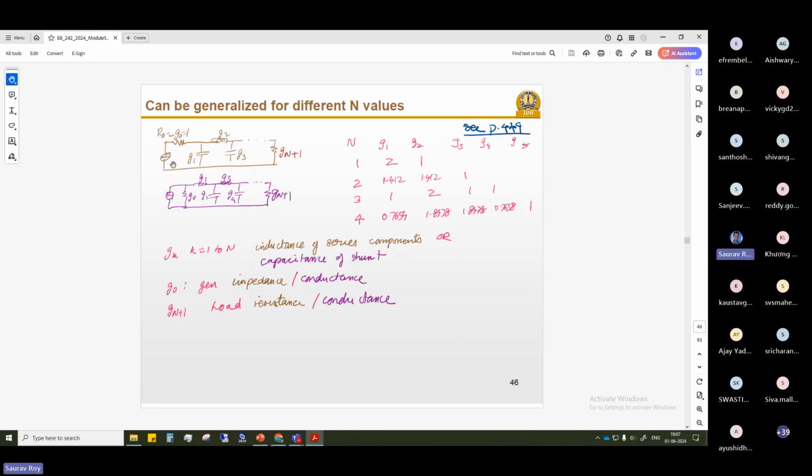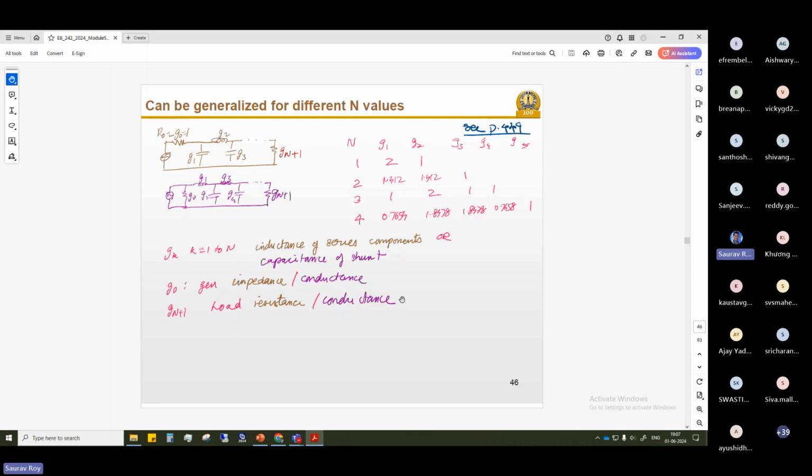And the filter topology is like this: series and parallel, capacitor, inductor. You can put those. So these components are given as a table, and your task is to put those and verify. And here you have to remember G naught, the first component, is actually the component coming from the source resistance. And Gn plus 1, the last component, is the load resistance or conductance. And another point is all these components are actually normalized.